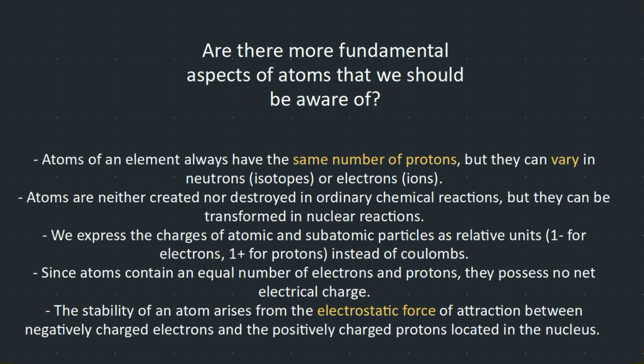Atoms can neither be created nor destroyed in ordinary chemical reactions. We express the charges of atoms and subatomic particles relative to the electron, right? 1 electron, 2 electrons, things like that. Because the charge of an electron and a proton, they're close. Since atoms contain an equal number of electrons and protons, they pose no net electrical charge. So 1 electron and 1 proton will cancel each other because the charges are quite similar.